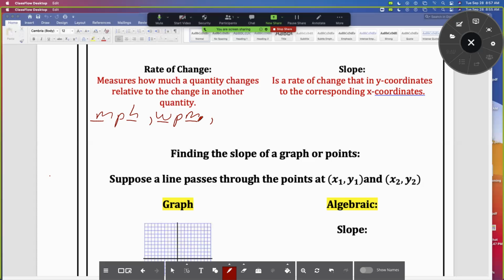Now, slope is a rate of change. It's the average rate of change in the y coordinates corresponding to the x coordinates. So we're going to do a bunch of activities just to make sure you understand that completely. That it's just a rate of change between the y's and the x's. Now, it might look different the way I present it to you, but you're doing the same thing. You're finding the average rate between those two things.